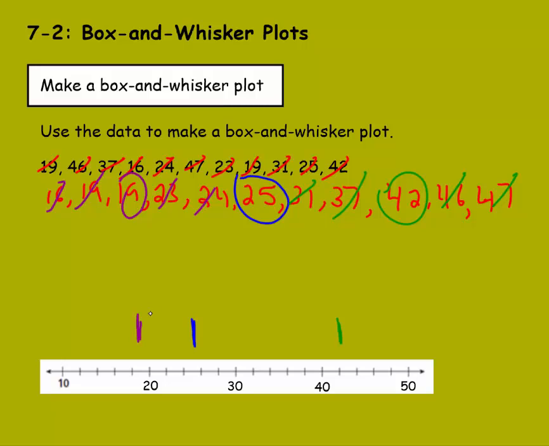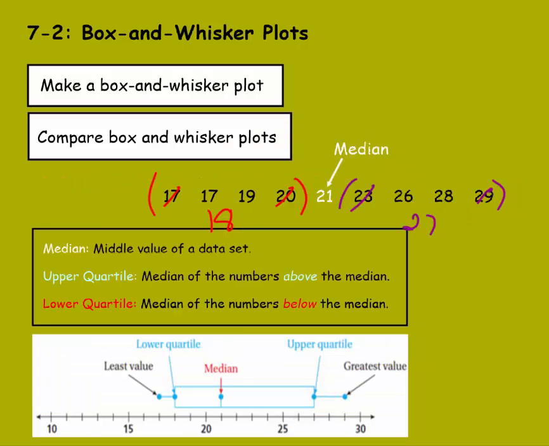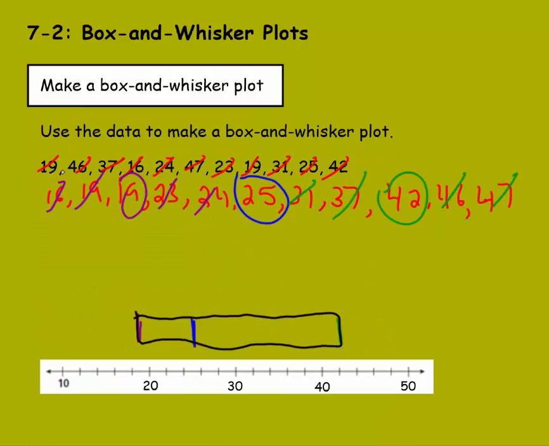So now I have everything I need to make my box. I can connect all three. And there is the box of my box and whisker plot with the median in the middle. Now the last thing to do is put my whiskers on. Remember, the whiskers go out to the least value and the greatest value, putting a point out there. The least value was 16, which goes right here. The greatest value was 47, so that goes right here on the number line, because that's between 46 and 48. Then we can draw our whiskers on, and that'll be our box and whisker plot for this data set.